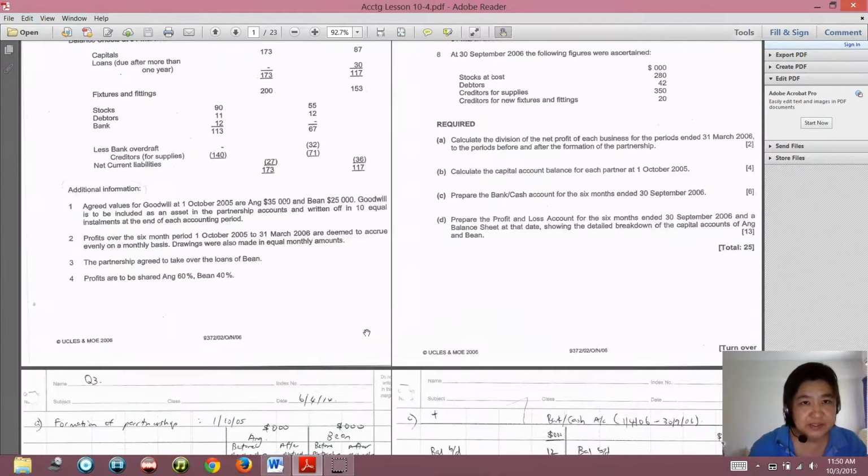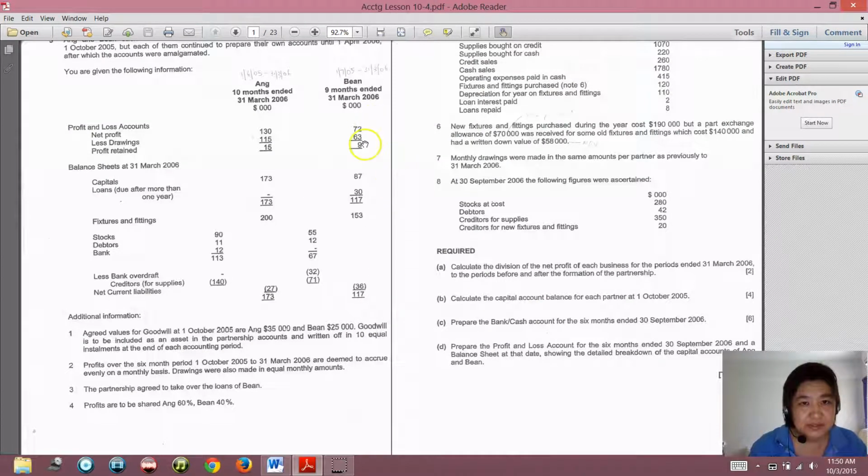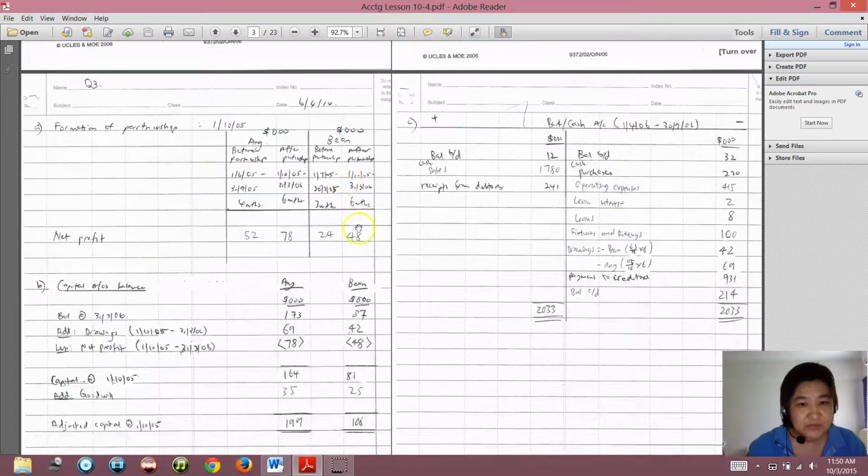So Bin will be the same. Bin, you will take 63. This is how many months period? This is 9 months. So you take 6 divided by 9 times 63. You will get 42. So 42,000 is the drawings for this period. Okay, you see, this is the capital at the end of the period.